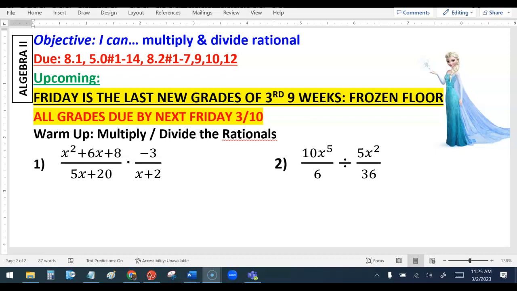8.2 is 1 through 7, 9, 10, and 12, okay? Remember, you don't have to do everything about 8.2, just those problems, okay?